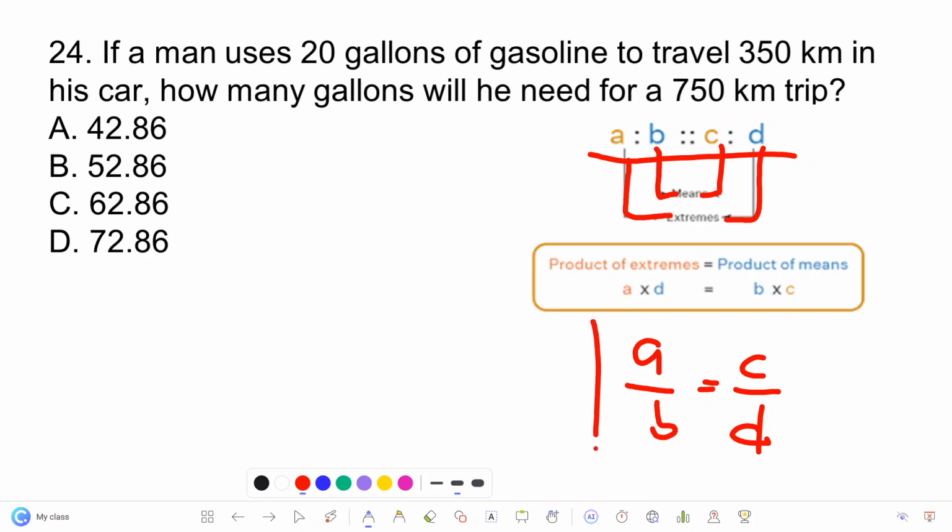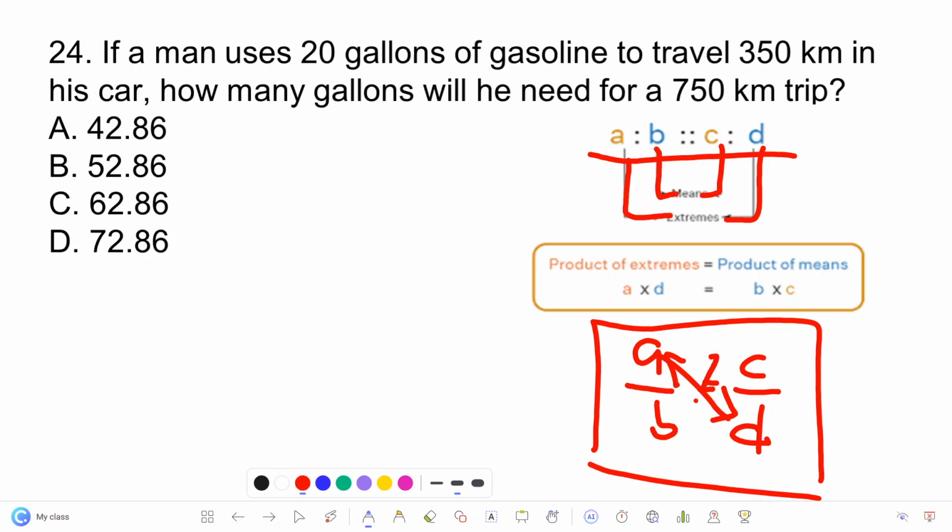Pero kapag you are given a proportion in this form, ang gagawin mo lamang is mag-cross multiply. Okay? So, this is equal to, ito, the product of the means, BC, is equal to the product of the extremes, AD. So, dito rin, kung nag-multiply ka, ito, ang B, multiply mo ng C, BC is equal to AD. So, parehas pa rin. Okay? So, that's the formula that you use in solving ratio and proportion.